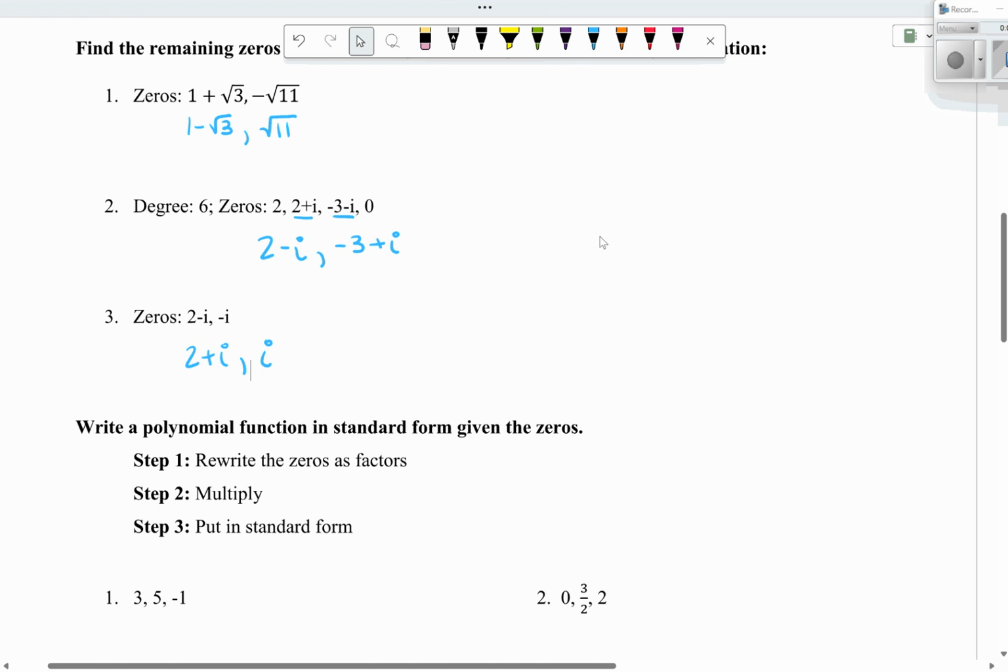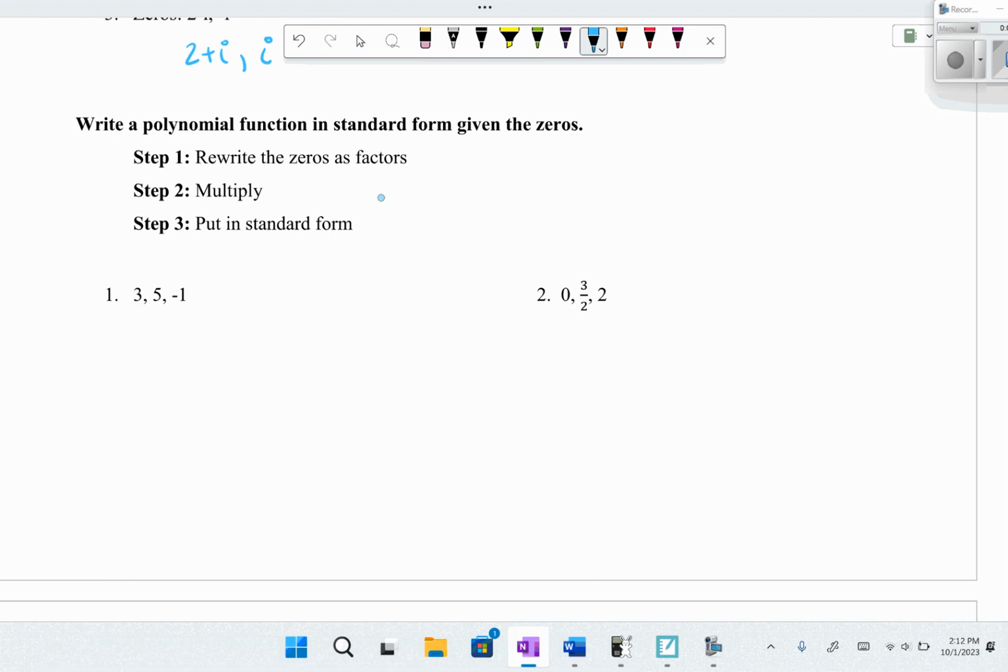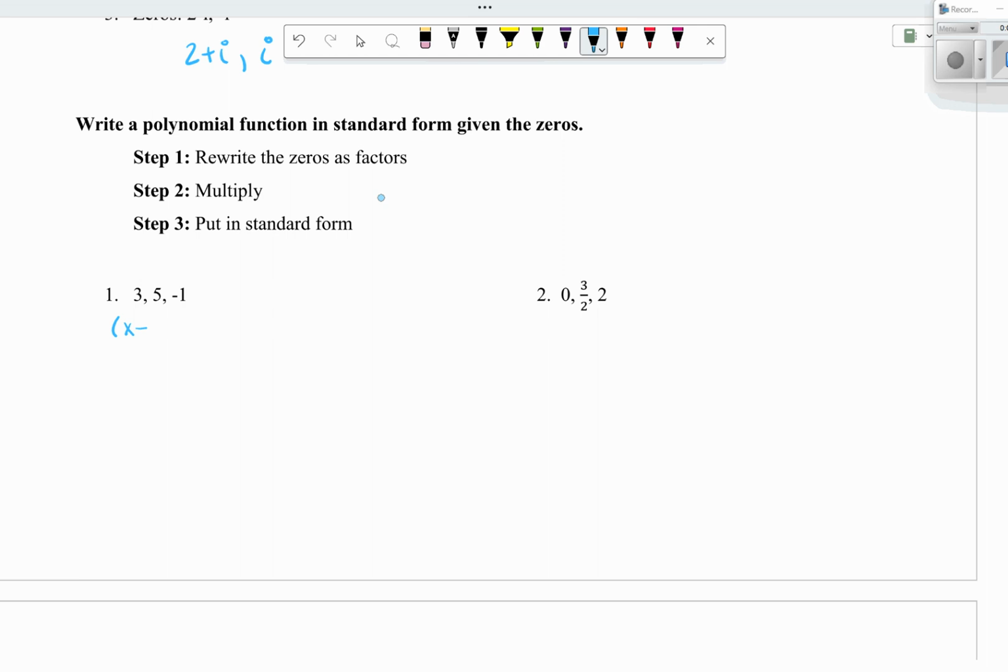So next we're going to write the polynomial function in standard form given the zeros. First we want to rewrite the zeros as factors, multiply, and then put it in standard form. When I rewrite these zeros as factors, we know this is x minus 3, x minus 5, and x plus 1. Because remember, when you're writing the zeros as factors, it's always x minus the zero. Then the next step would be to FOIL and combine like terms.